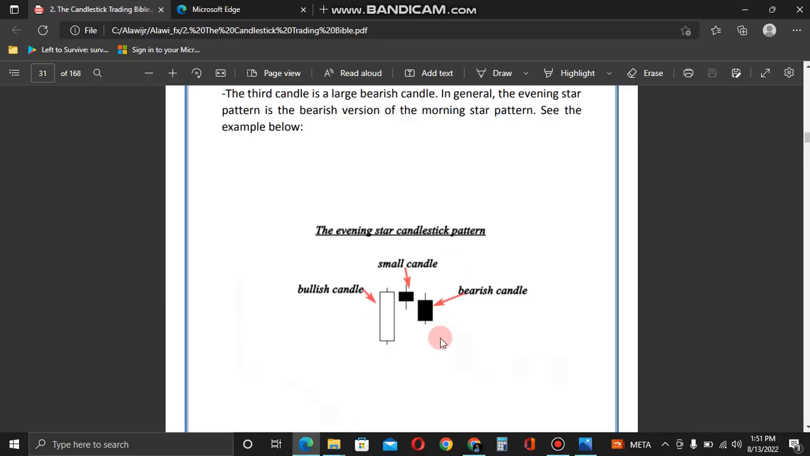So I give you a task guys. From what you have learned, go open your charts and try to find all the qualifying doji, and these evening and morning stars.